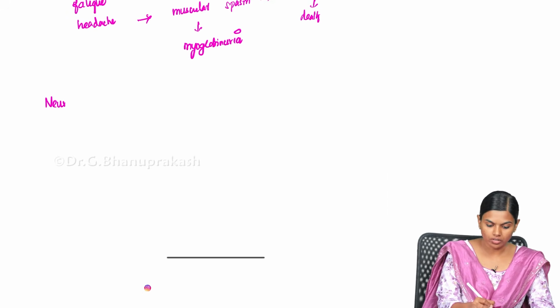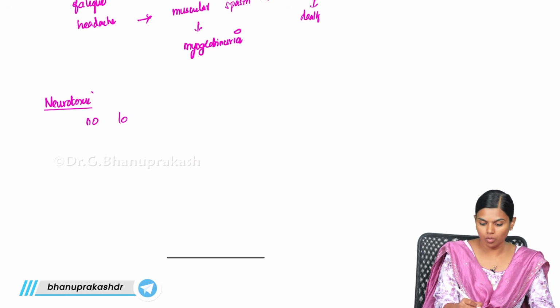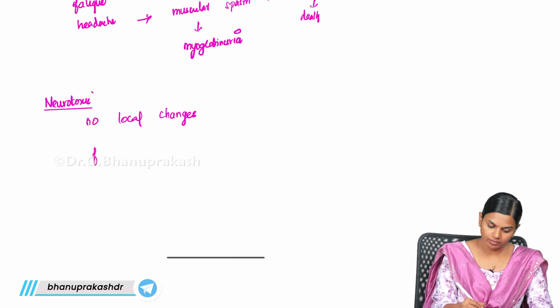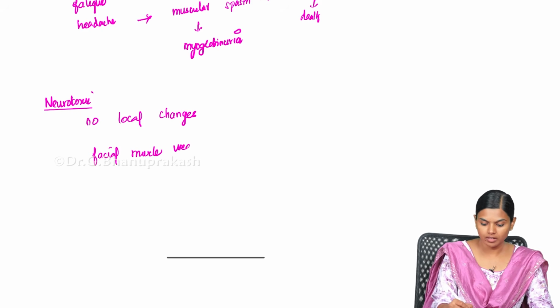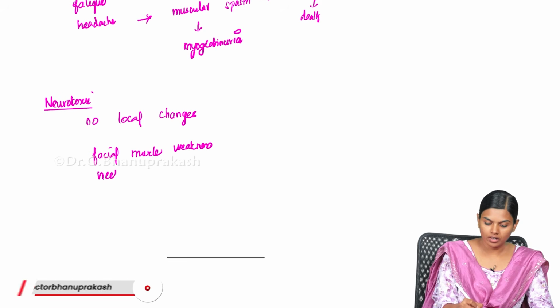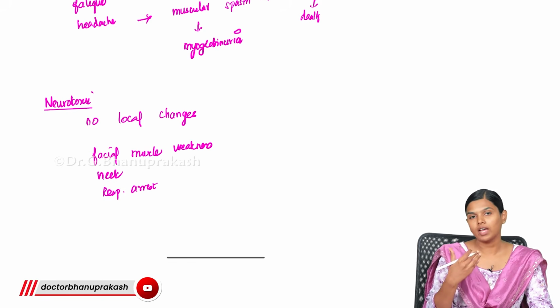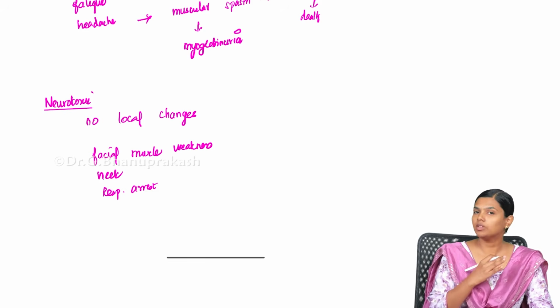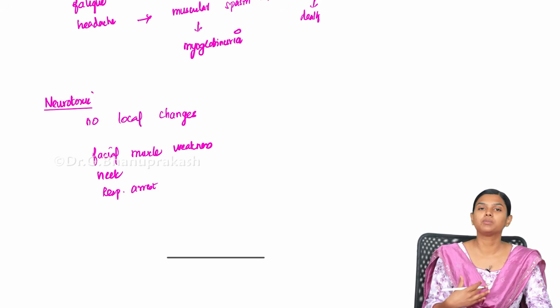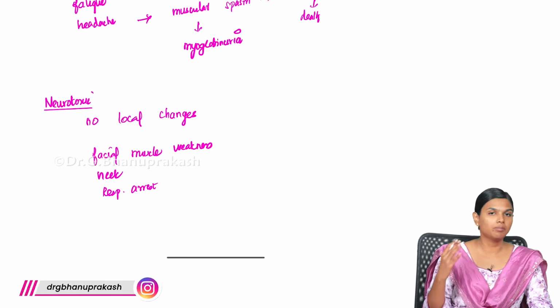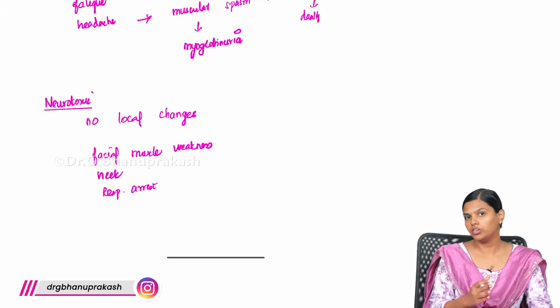In case of neurotoxic snake, what will happen is that you will not see any local change. There will be no local changes. But systemically, you will have facial muscle weakness. It will start from the facial muscle, then it will go down to the neck, then finally respiratory arrest will happen. There will be dyspnea, there will be dysphagia, all the muscles will go into paralysis. So in neurotoxic, there will be no local sign, only neuromuscular symptoms will be seen. Mainly there will be weakness and paralysis of the muscle. So this is about neurotoxic symptoms.